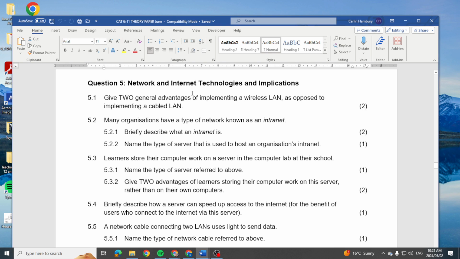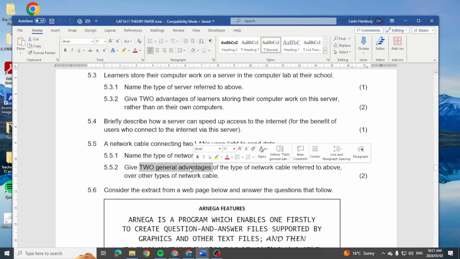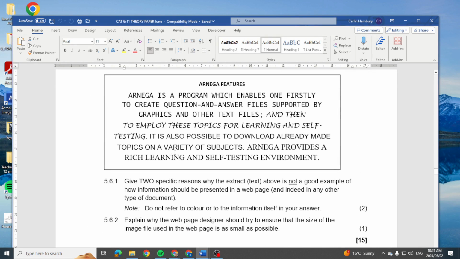Again, advantages of a wireless LAN. What is an intranet versus the internet? Sorry. Learners store their computer work on a server. What type of server? Advantages. Look at that, guys. 2. That's what I keep saying. 2. Network cables.